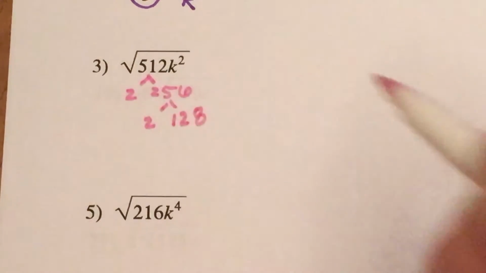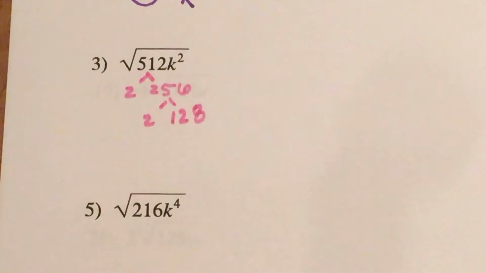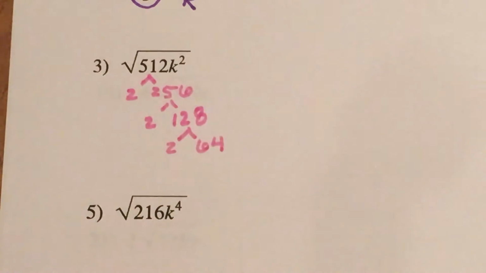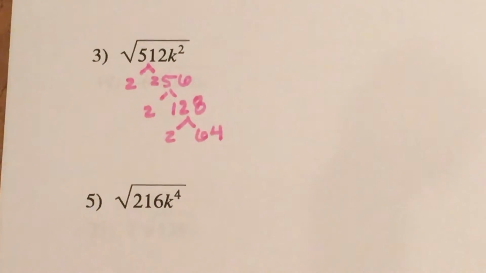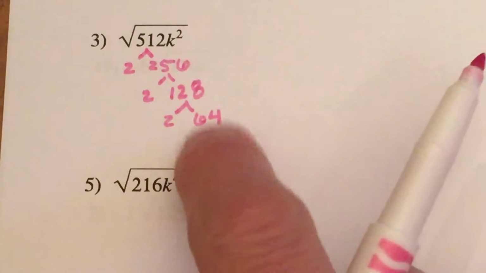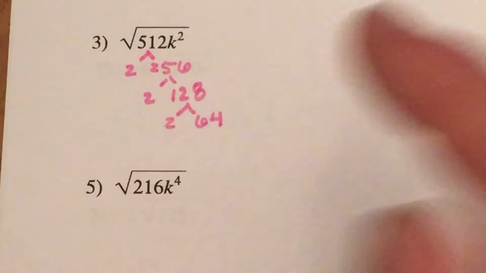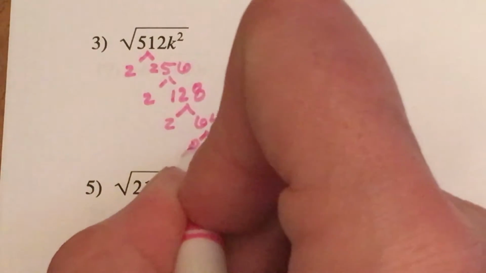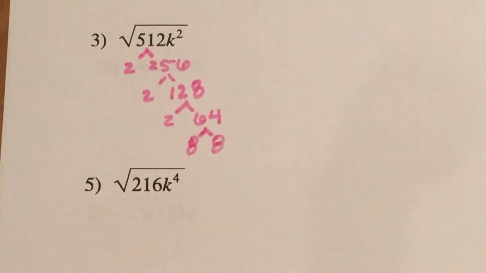And that makes 128. Smallest thing that goes into 128? 2. That makes 64. At this point, you can say, oh, but I recognize 64. I know what 64 comes from. That comes from an 8 and an 8. And I say, you're right.